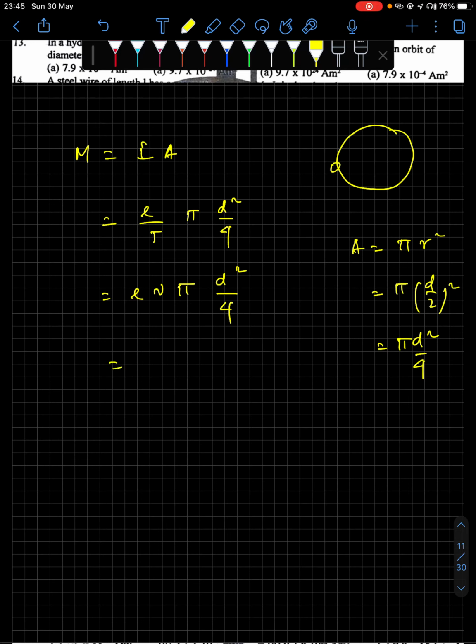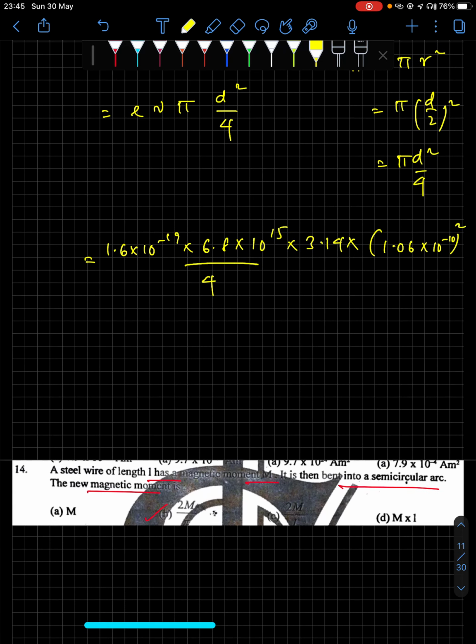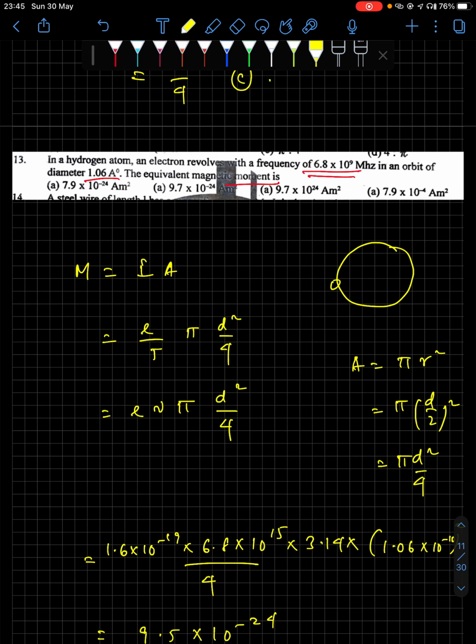So what is the value of e? E value is 1.6 into 10 to the power minus 19. Frequency value is 6.8 into 10 to the power 15. Pi is 3.14, and diameter is 1.06 angstrom, so 10 to the power minus 10 whole square, right? Pi d square divided by 4. So you'll perform the calculation. I'm not doing that. You will get the answer to be 9.5 into 10 to the power minus 24. So it is option number A.